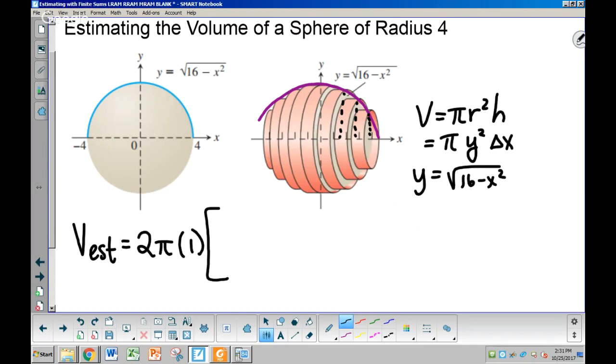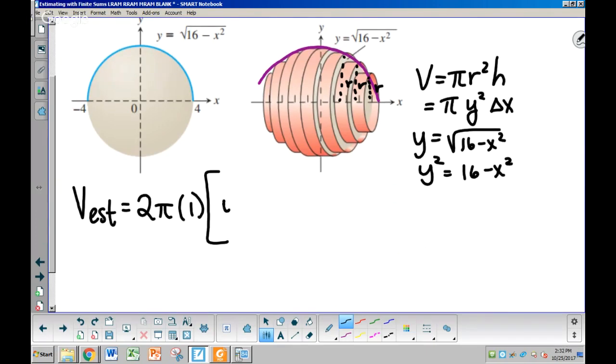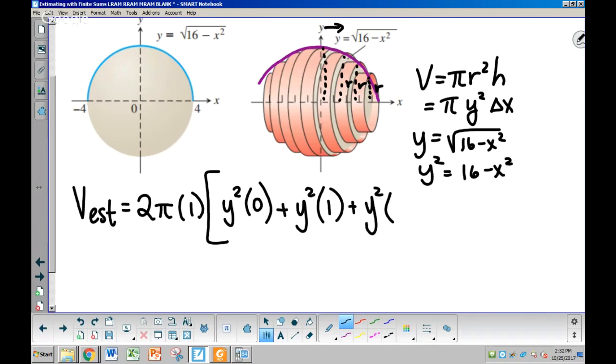What's the only thing that's different is y. Each radius of these is a little bit different. But I'm squaring them. So y squared equals 16 minus x squared, okay? In this formula, I'm going to say that this is going to be y squared of 0. Do you agree with that? That's the first height. I'm starting from 0 going this way. That's the first radius squared. Plus y squared of 1, plus y squared of 2, plus y squared of 3. And that's where I'm stopping.